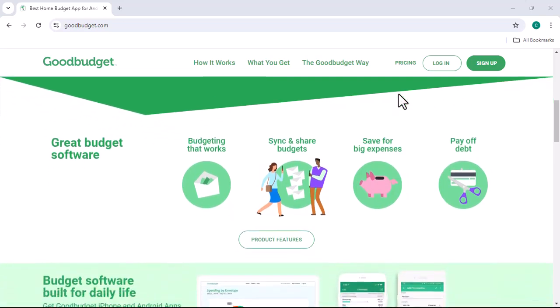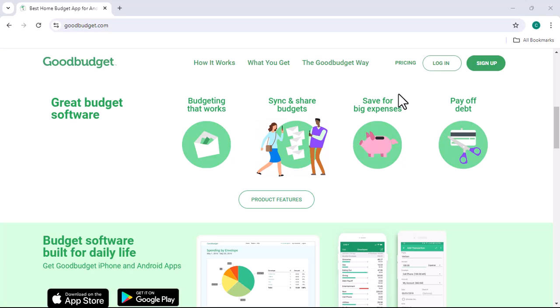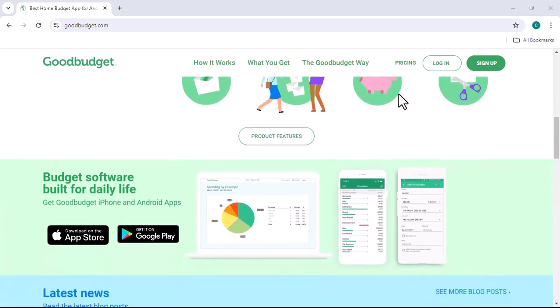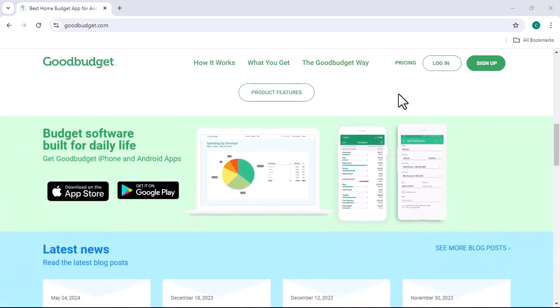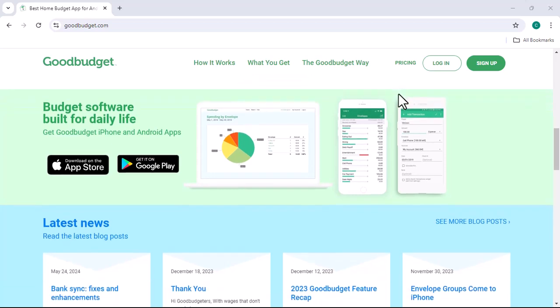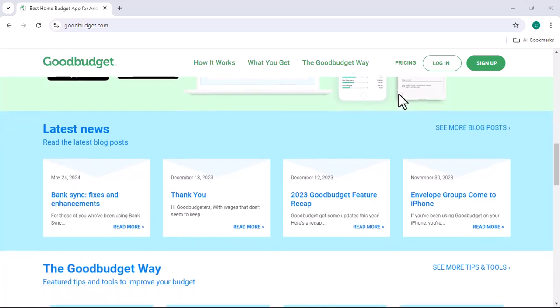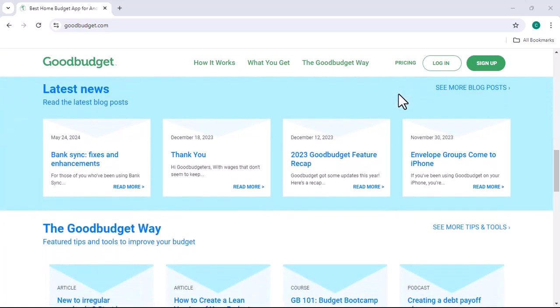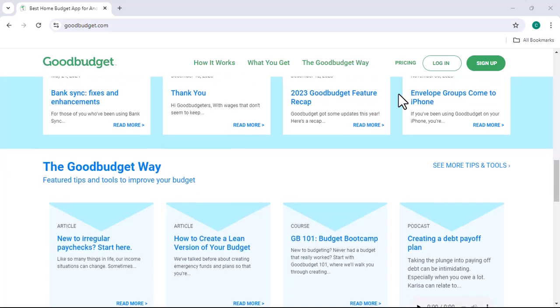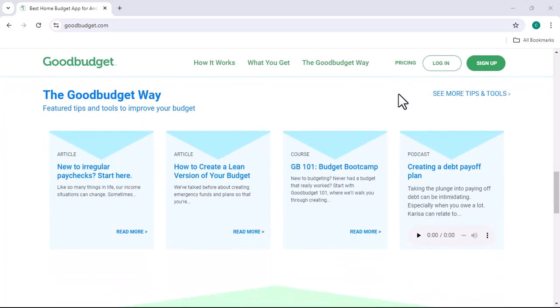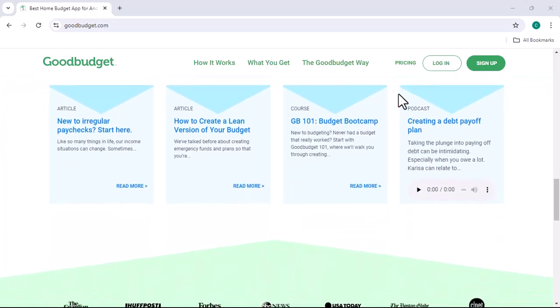The free version also gives you access to Goodbudget's core features, including envelope budgeting, debt tracking, and goal setting. You can track your spending, see how much money you have left in each envelope, and even set financial goals, like saving for a vacation or paying off a credit card. These features are crucial for effective budgeting and are all available in the free version.